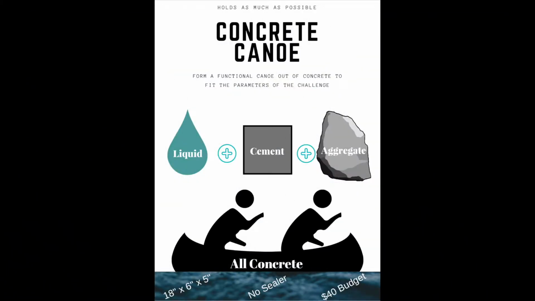In order to better understand these restraints and our goal, we created this infographic to visualize what we needed to accomplish and what we needed to keep in mind while designing our canoe. As you can see here, our goal for our canoe is to hold as much as possible without sinking. Our restraints included size restrictions, our budget, and materials we could choose.